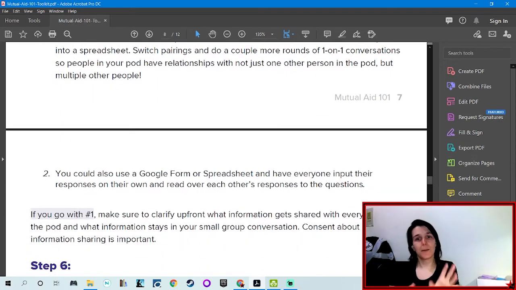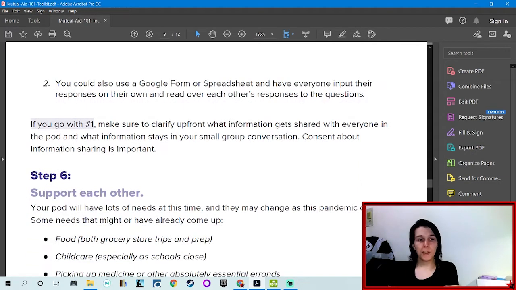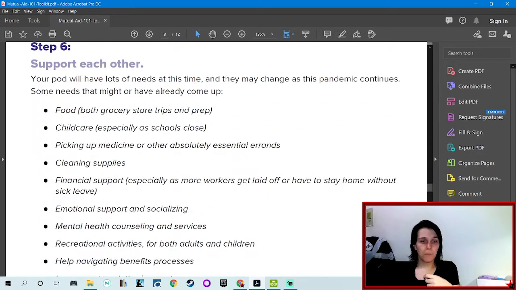You don't want it to be where some people know each other and are kind of in the know and in the clique, as it were, but other people are outside of it. And you can utilize resources like a spreadsheet to do that. Then you're going to want to support each other while this network is being formulated.